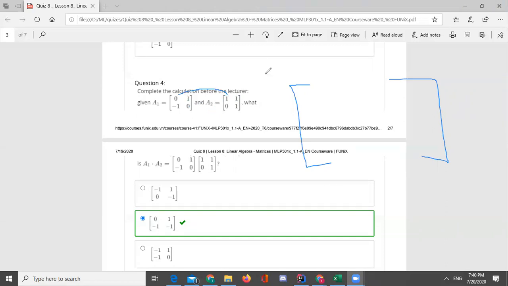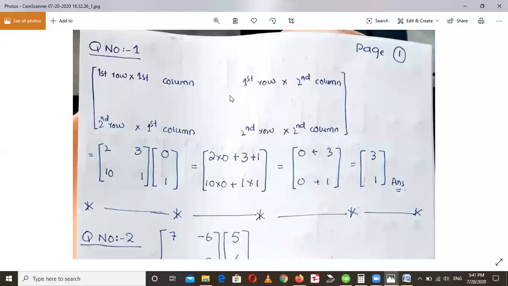Can I share the formula with you? Okay, please share. This is the formula. First row multiply by first column, then again first row multiply by second column. You have to first multiply the first row with both columns, firstly with the first column and then with the second column. And then second row with first column and again second row with second column. Oh, okay, I see now.